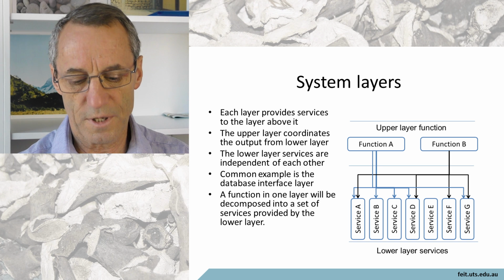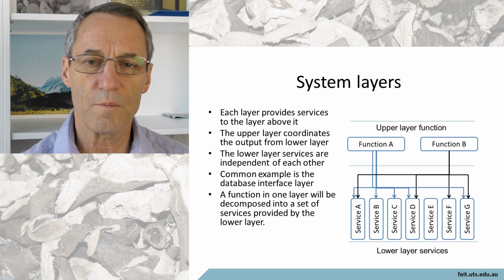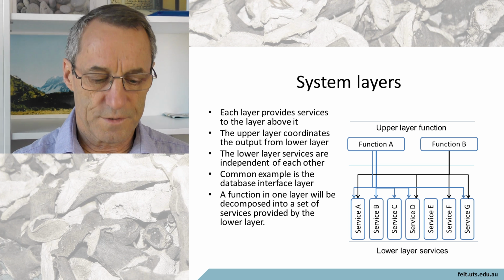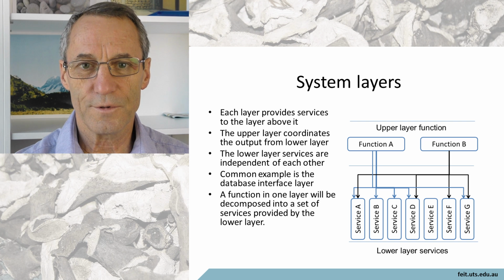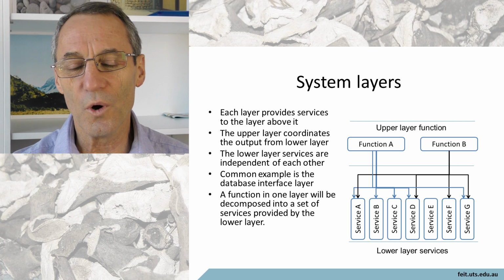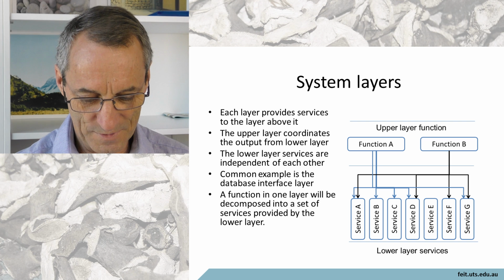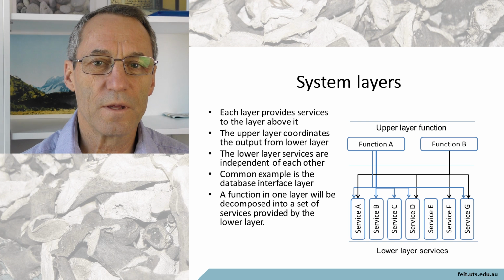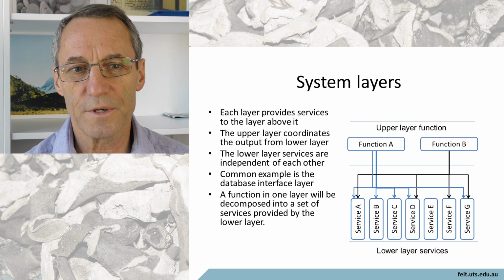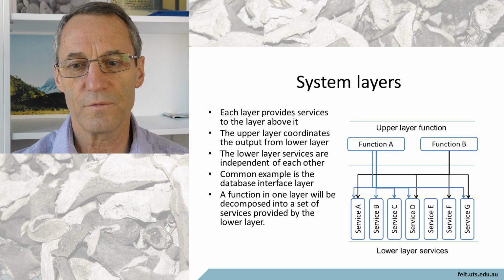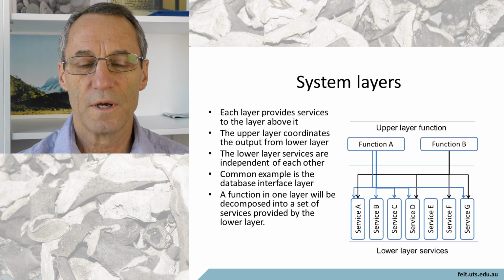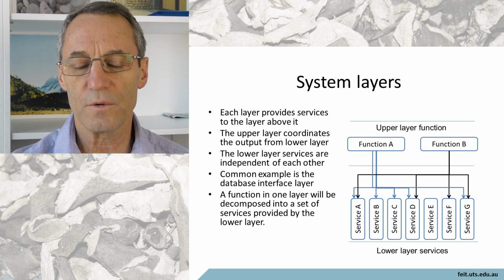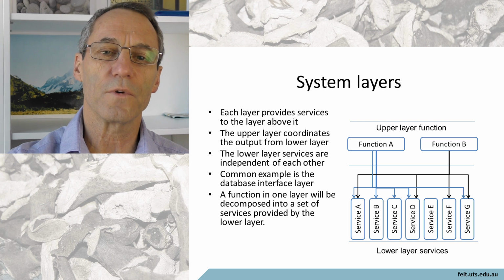So in system theory terms, each layer provides services to the layer above it. The upper layer coordinates output from the lower layers. There isn't any visibility beyond your adjacent layers. A common example is the database interface layer. A lot of applications will have access to the database. A lot of applications will try and invoke services in the database. And you will then have one set of services that everybody calls on. They all call on it as a service. They call on it from a layer above.